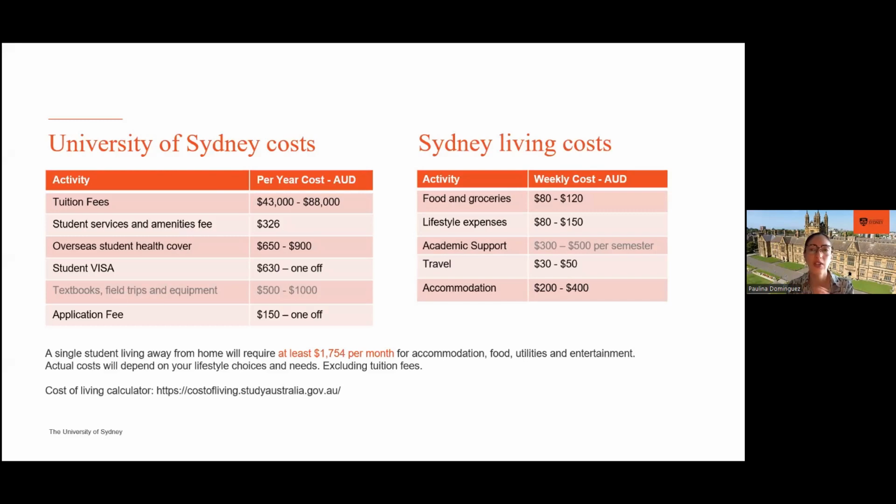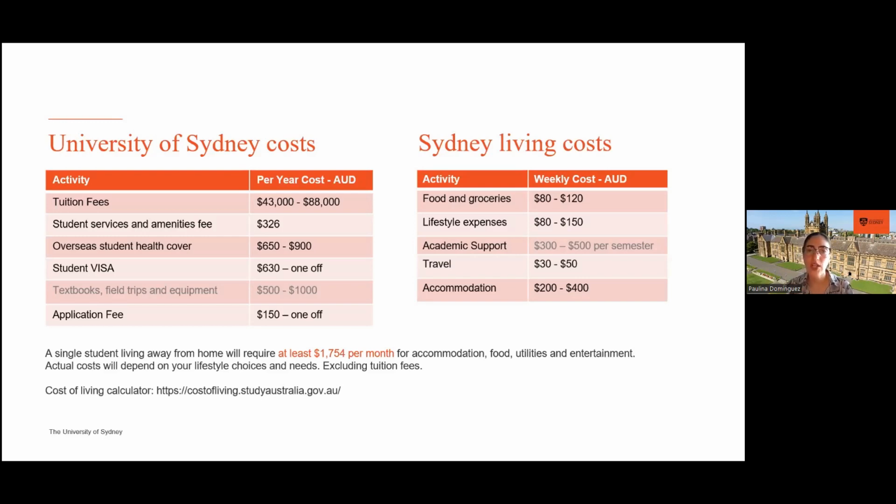So for all students joining here from Docsity, I'm happy to waive the application fee for you. So you will need to contact me saying that you have been in the Docsity webinar and you would like to apply to the University of Sydney, and I'm happy to waive those $150 for you, right? I'm going to give you my email address at the end of the presentation, so that you can have my contact details. And you also have to consider the Sydney living costs, right?